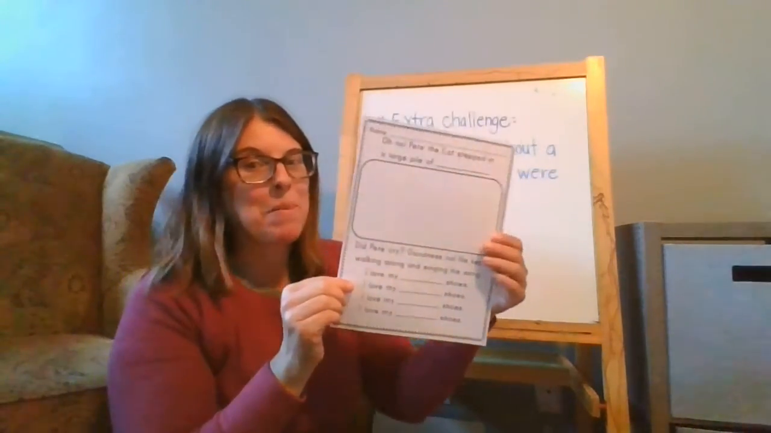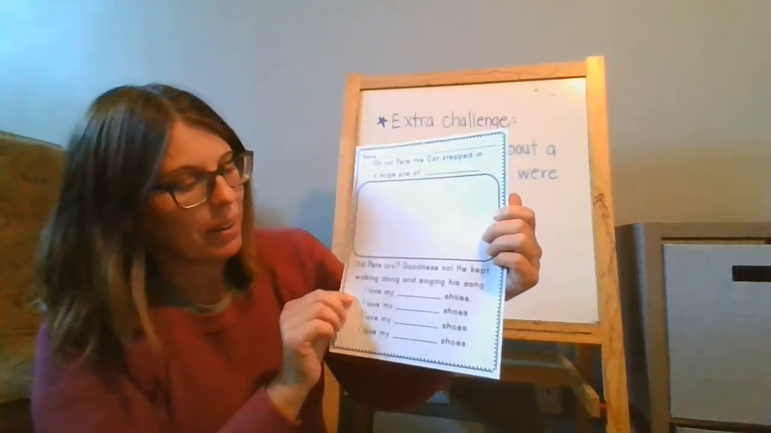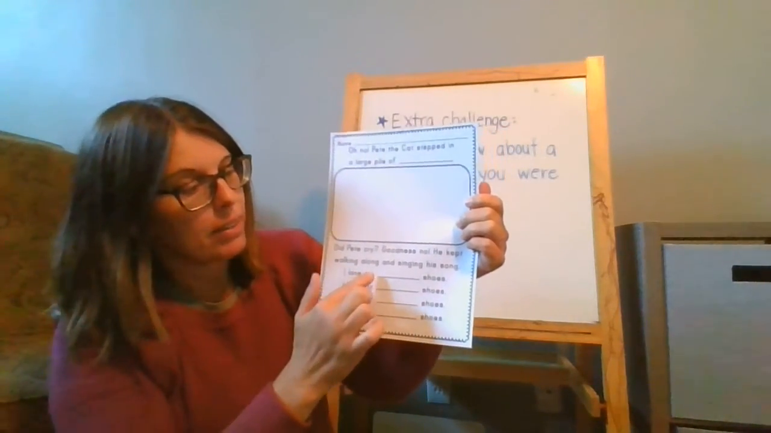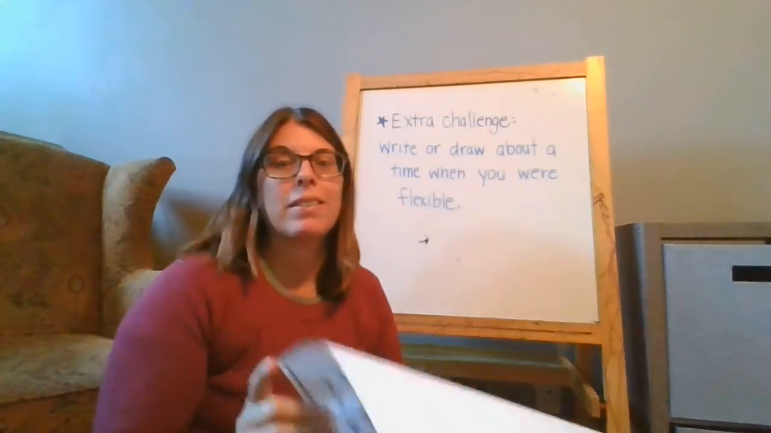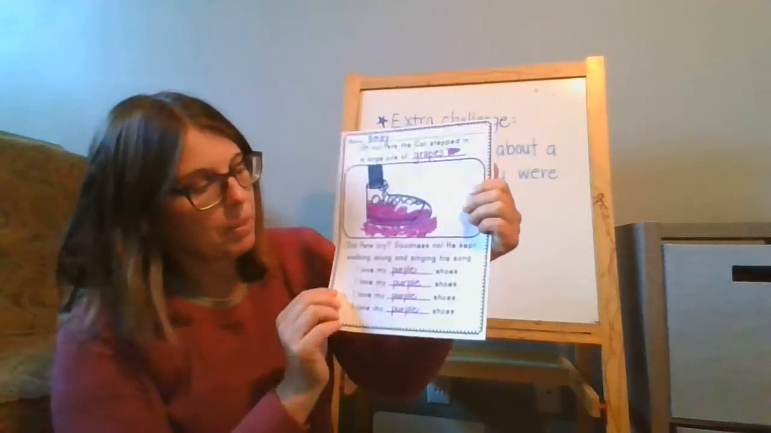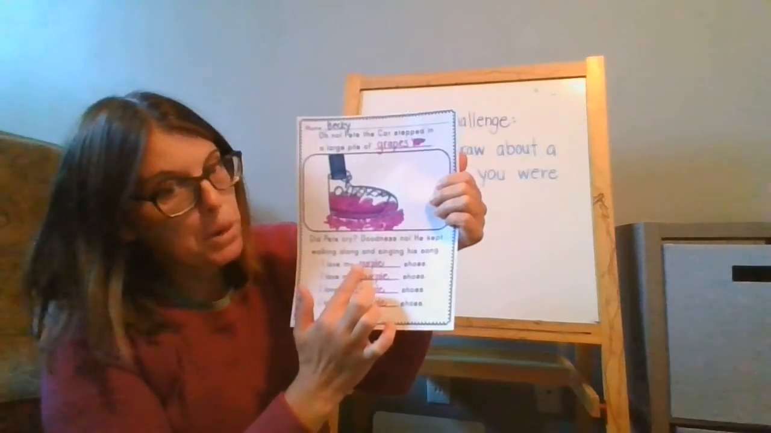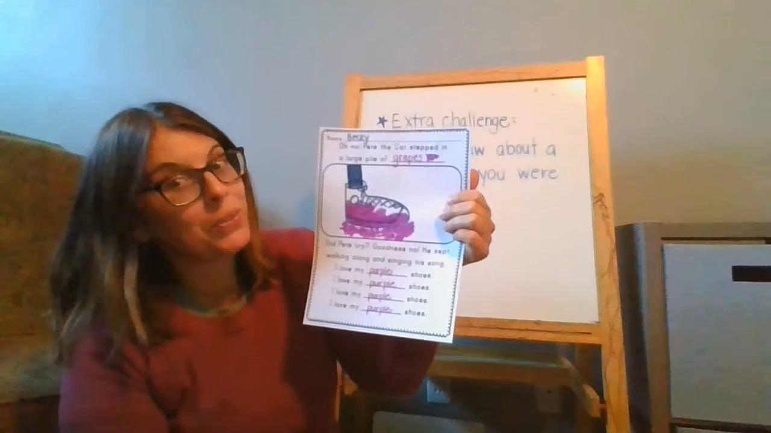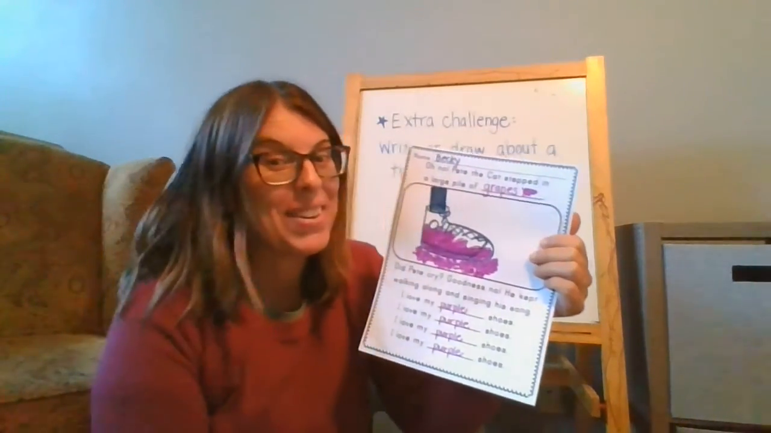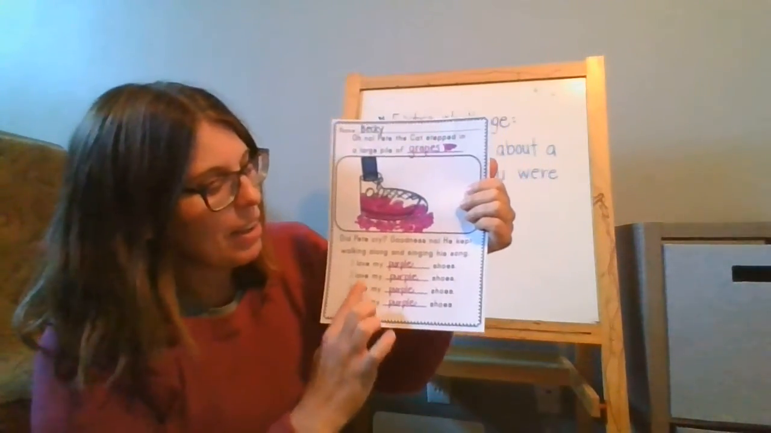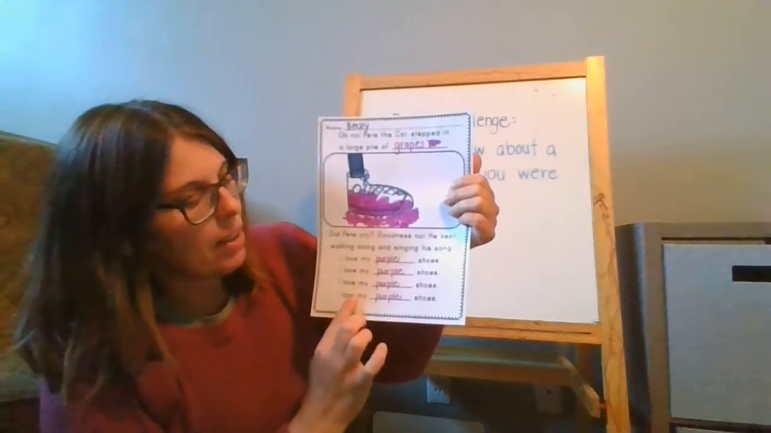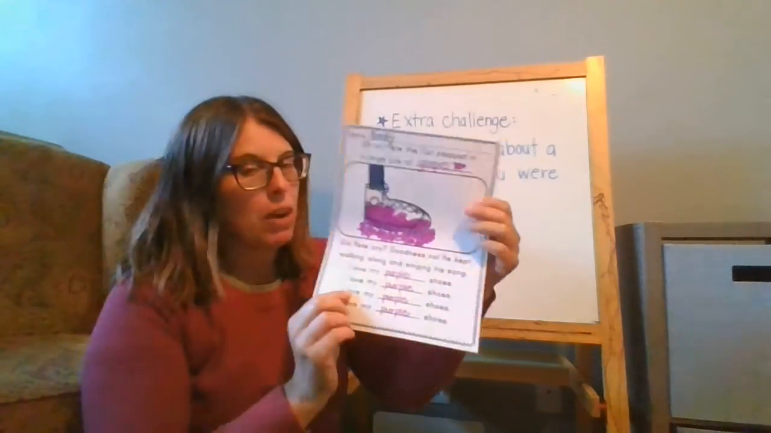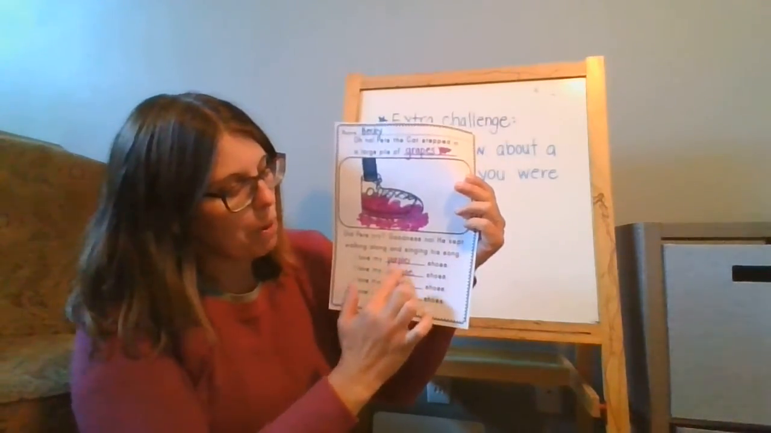Oh boy, I don't know if I remember the tune for that song. I love my... I'm gonna say what color, because what color were the grapes? Purple grapes. I love my purple shoes. I really can't remember the tune for the song from the video. I love my purple shoes. And so I had to fill in the color word purple.